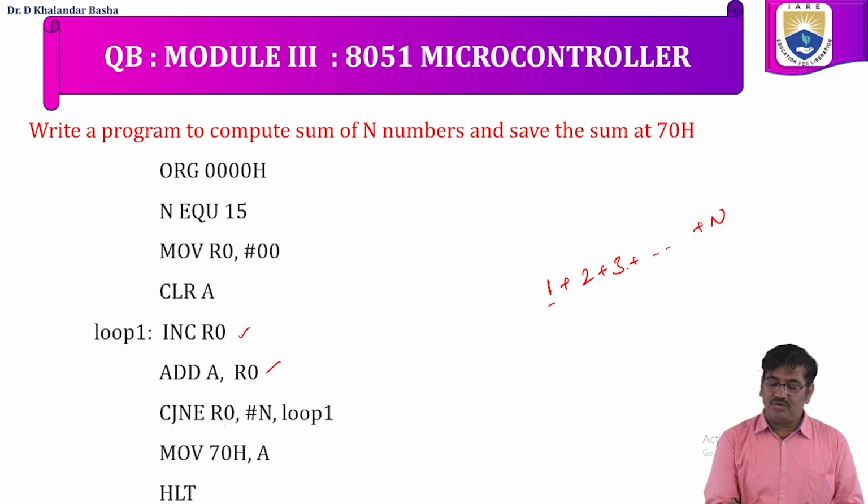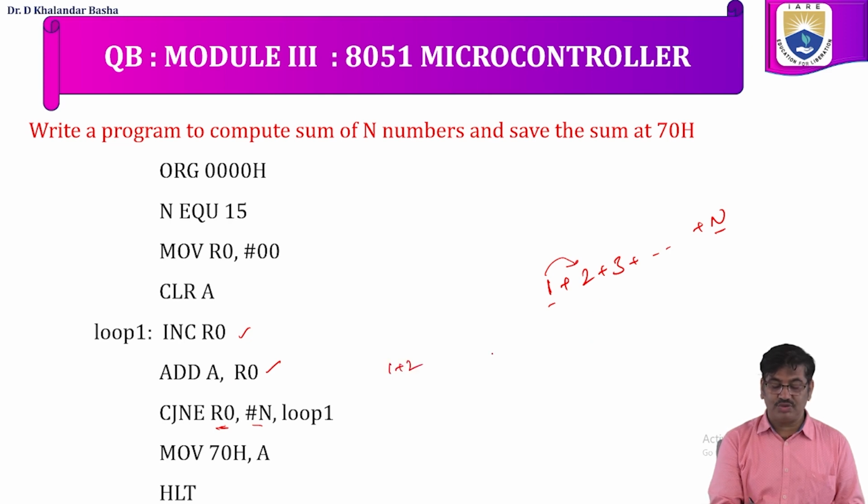R0 we have to consider until n points. So we'll compare R0 with n. If these two are not equal, go for next iteration, because we want to add 1 plus 2 plus 3 plus until n. So increment R0, then it will go to 2. This will be added to sum.